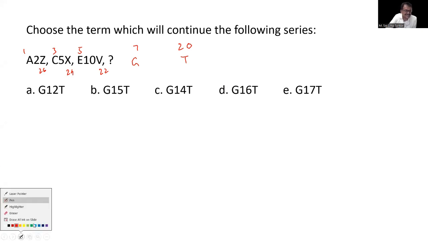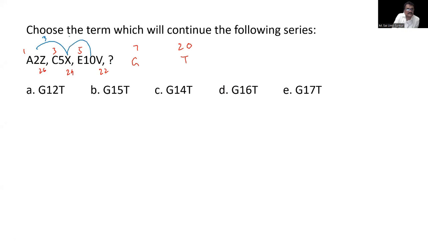Now come to the numbers. This is equal to 2. And this is equal to 5. This is equal to 10. And what is the next one? Suppose the difference between 2 and 5, that is equal to 3. 5 and 10, the difference is 5. What is the next difference? Maybe 7. Suppose 7, 10 plus 7, that equals 17. Here 17 is there. So what is the answer? Answer is G17T, which is the required answer.